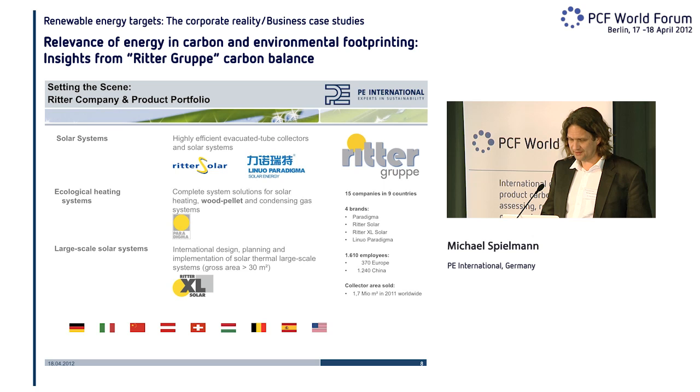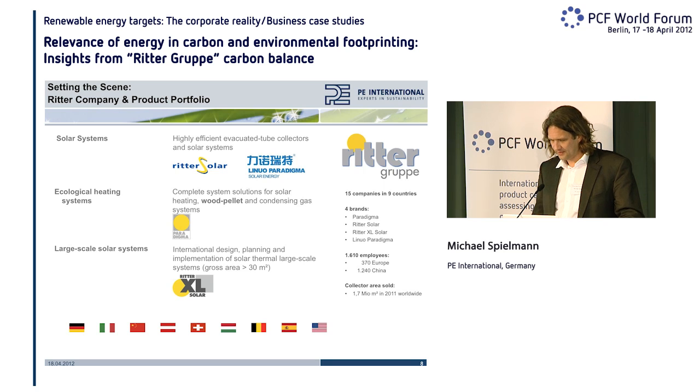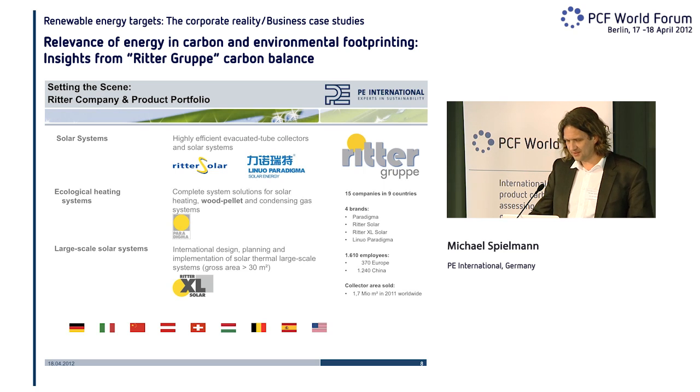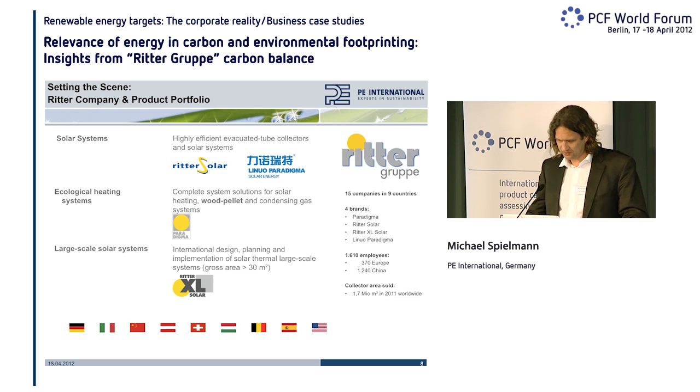The product portfolio is also an important part to understand the work we're doing and the entire concept of the carbon balance of Ritter. It's mainly solar systems they produce, large-scale solar systems and solar systems that directly go to private housings. And this is the focus of the presentation and also the focus of the carbon balance we look at. But additionally, they also produce heating systems for conventional gas energy carriers, but also wood pellets.